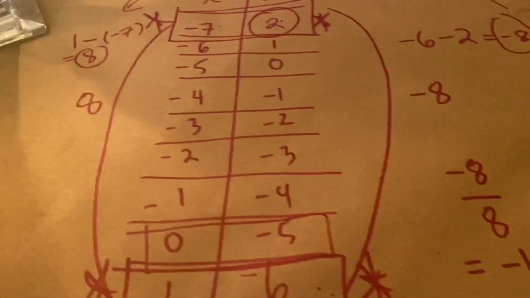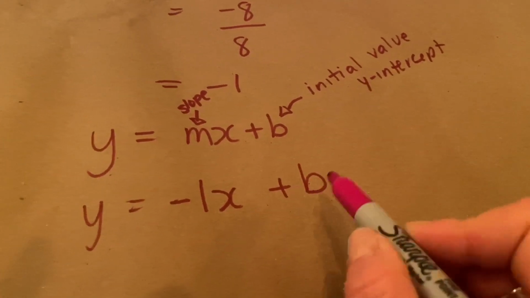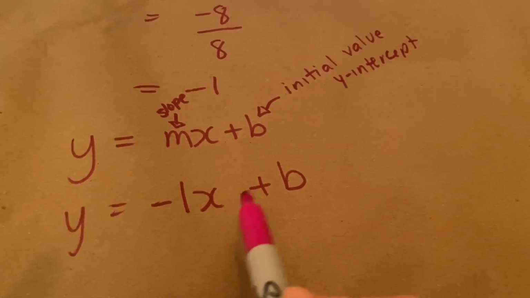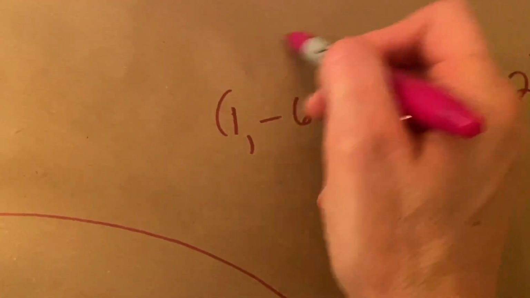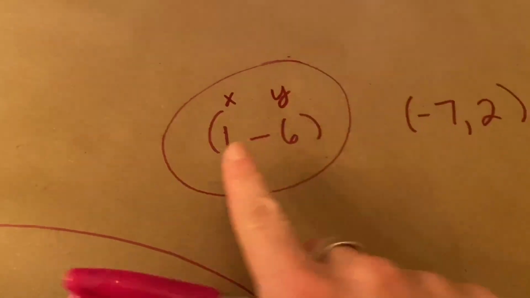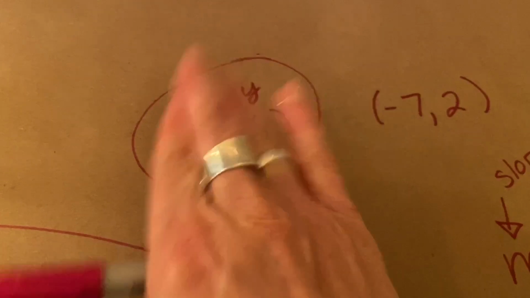Well, we do because we used a table. But if you hadn't used a table, you wouldn't know where it starts. You wouldn't know the initial value. So what you need to do is pick an x and a y that go together. So over here, for example, this is an x and this is a y. X is 1, y is negative 6. They go together as a group.